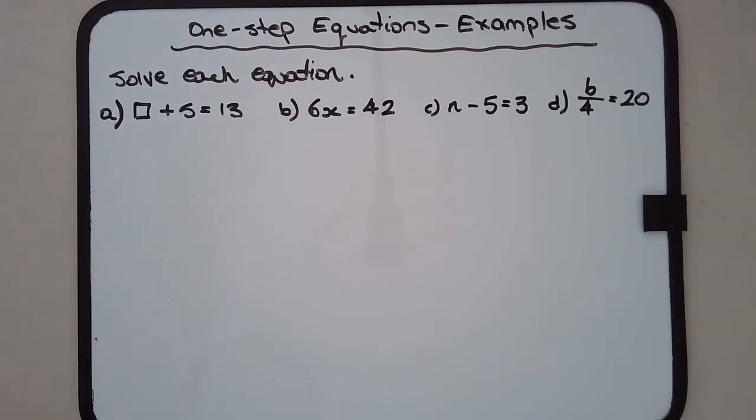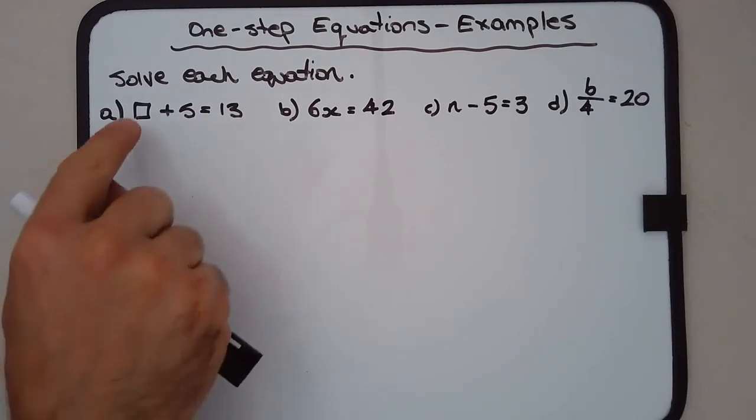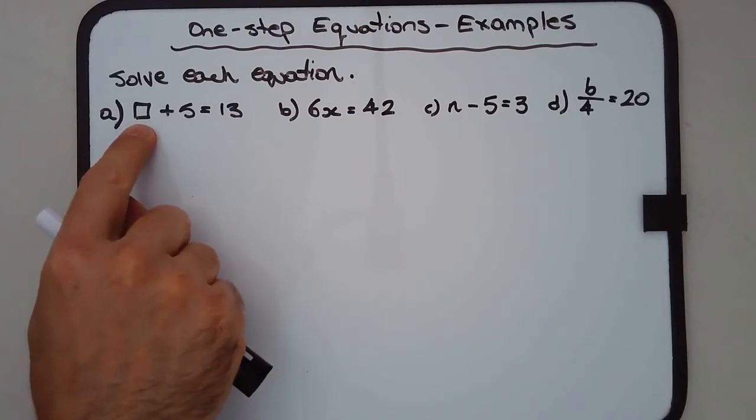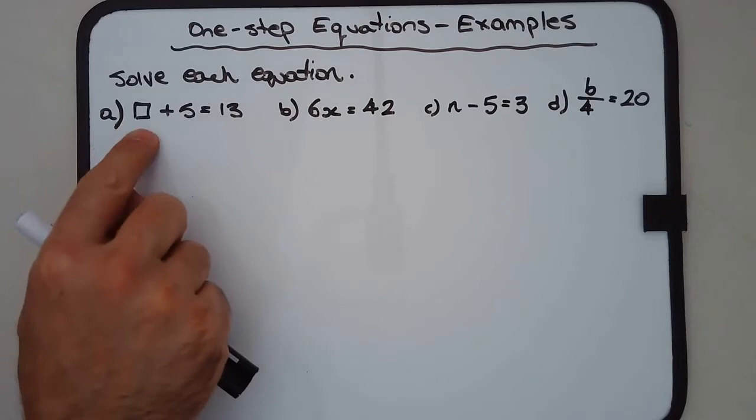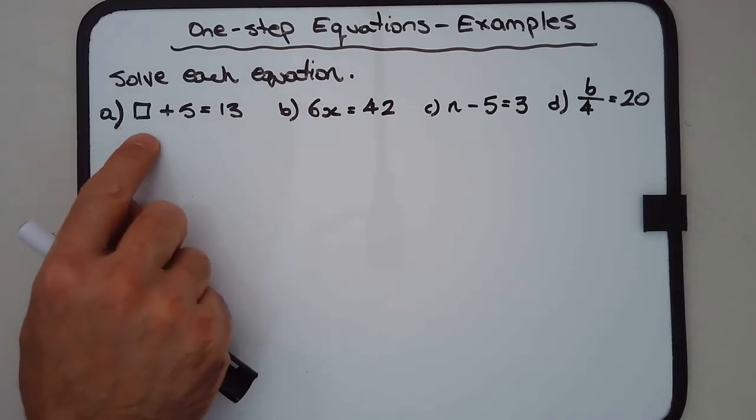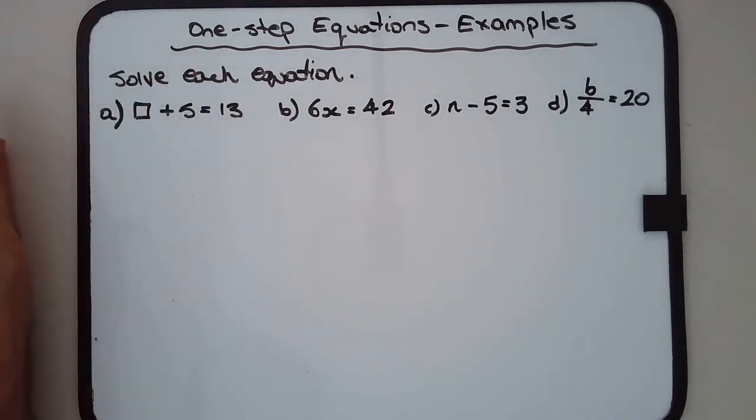Let's have a look at some examples of one-step equations. The goal of solving an equation is to make the symbol that you want to find the value for the subject of the equation. You want it to be on its own, on one side of an equal sign. Normally that'll be on the left-hand side, all right?